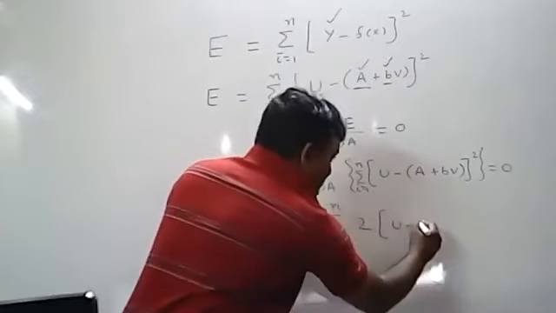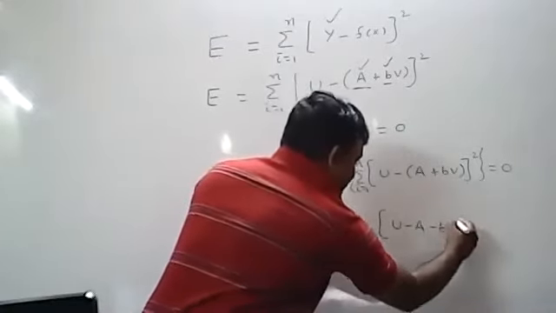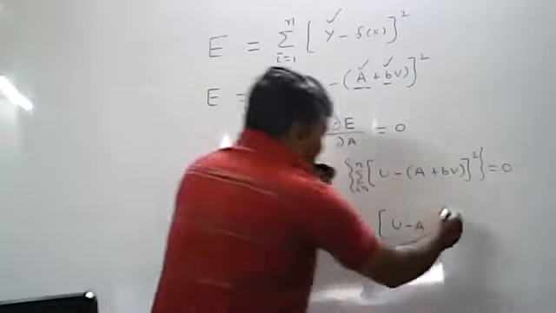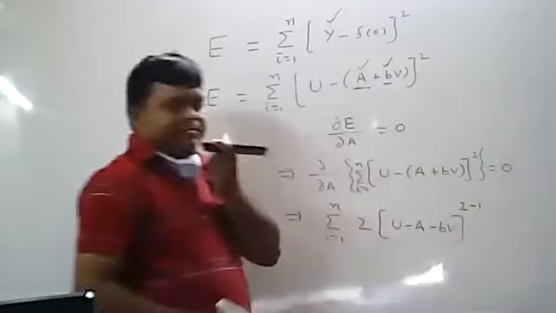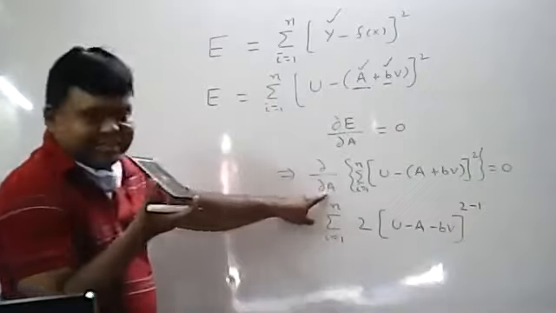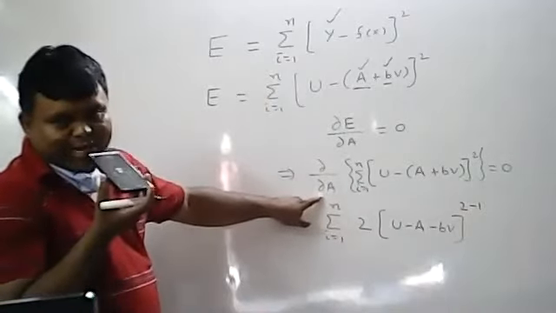u minus a minus bv. So with minus I am multiplying. After that, the whole power n minus 1. N minus 1 means 2 minus 1. Now you are partial differentiating with respect to capital A, with respect to capital A.